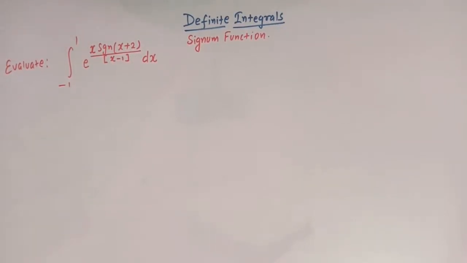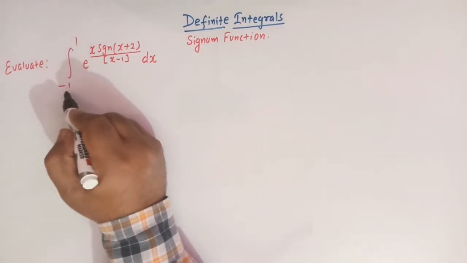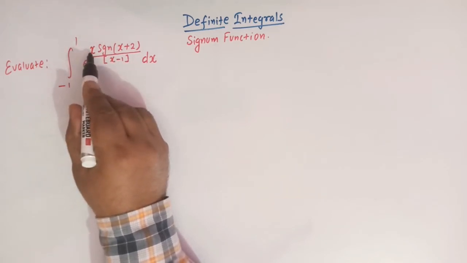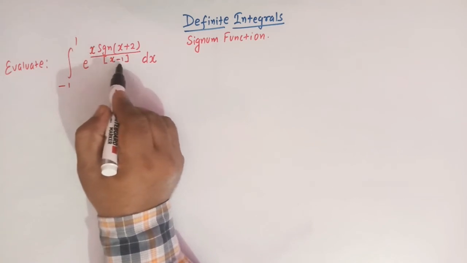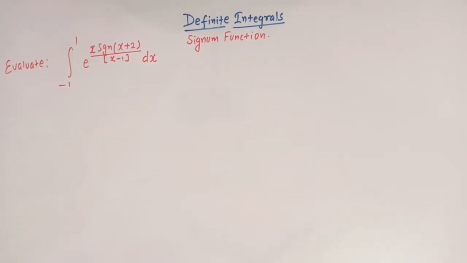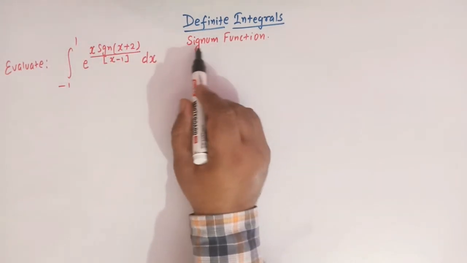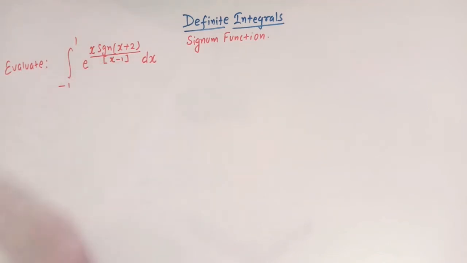Hello viewers, in today's class we are going to discuss one important and conceptual problem from definite integrals, right? Here we have to evaluate this definite integral from -1 to 1, and the function is e raised to x signum of x plus 2 divided by greatest integer of x minus 1, right? So here we see that our integrand consists of the signum function as well as the greatest integer function, right?